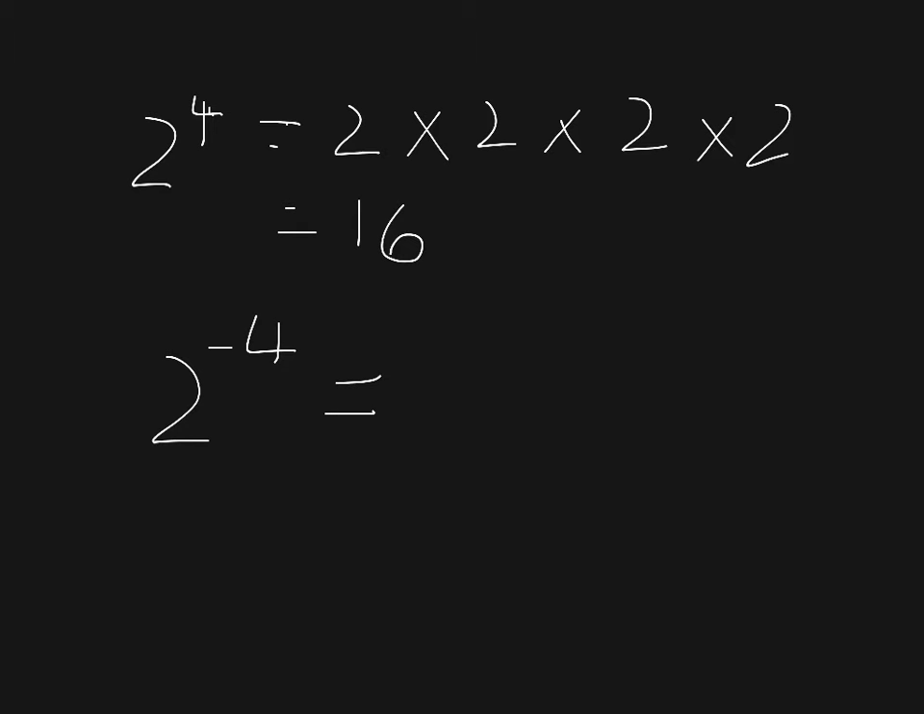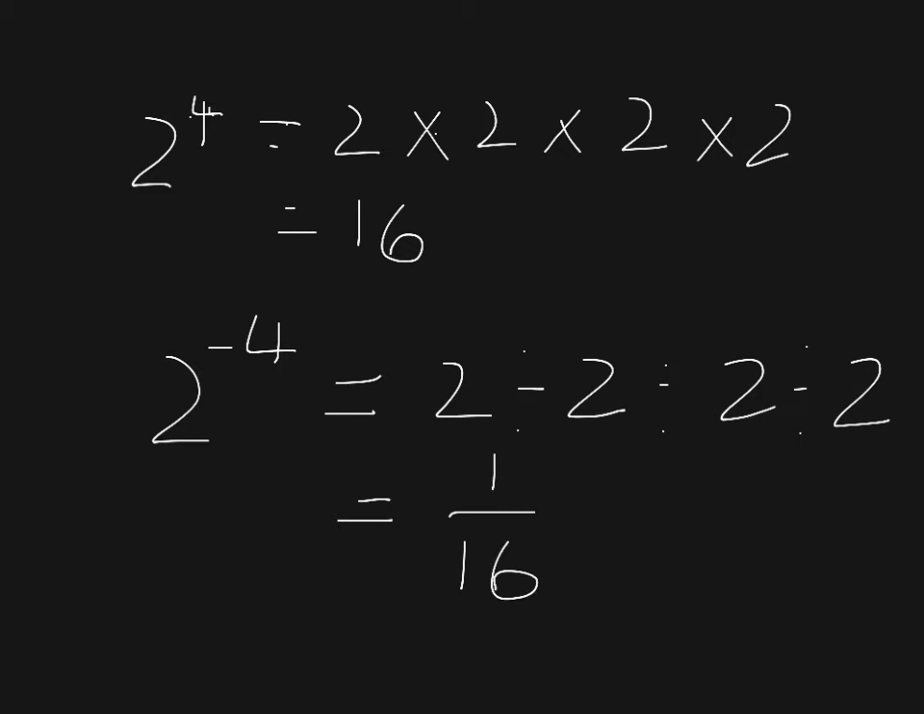Well, it's the opposite of timesing, because it's negative and that's positive, so we're going to divide. So we would go 2 divided by 2 divided by 2 divided by 2. And if you did that on your calculator, you would get 1/16. Now, can you see something? There's a bit of a relationship going on here. You can see that that is 16 and that is 1/16.